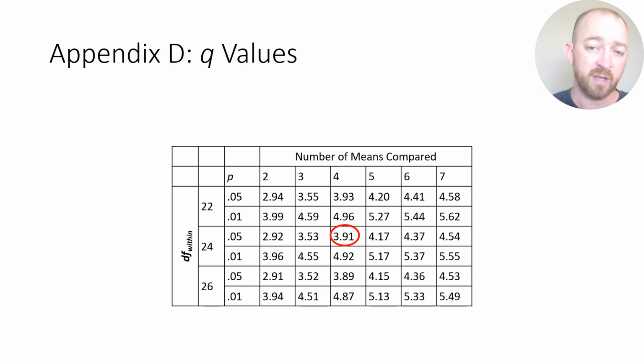So our Q value is 3.91. We just plug our Q value into the equation like I do right now.